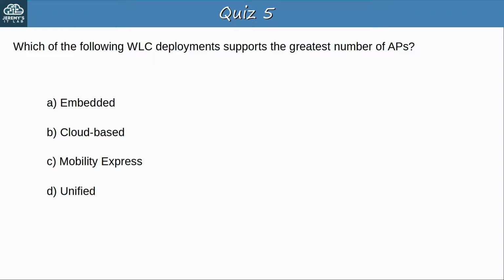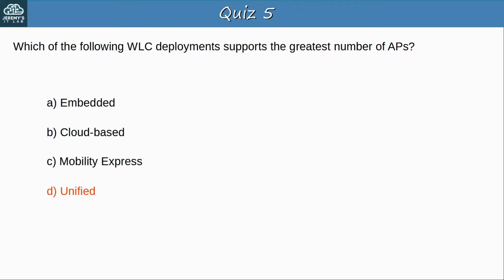Which of the following WLC deployments supports the greatest number of APs? Pause the video now to select the best answer. Okay, the answer is D, unified. Embedded WLCs support about 200 APs, cloud-based about 3,000, Mobility Express about 100, and unified about 6,000.